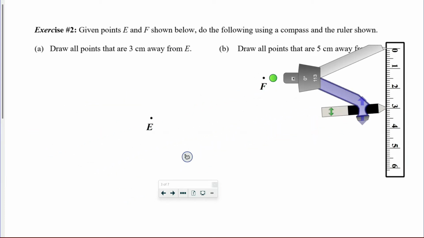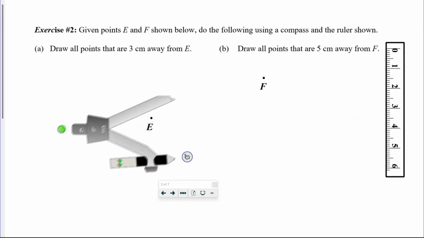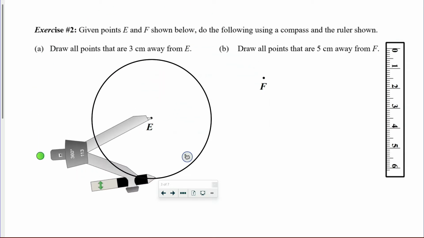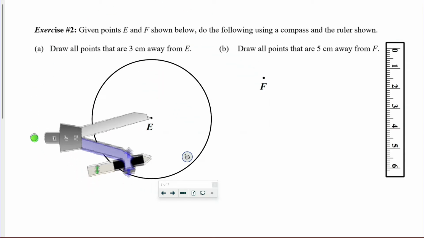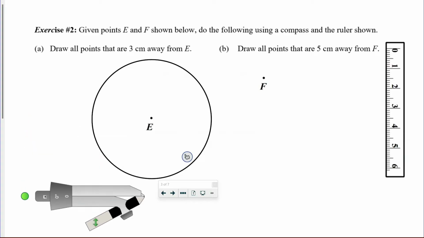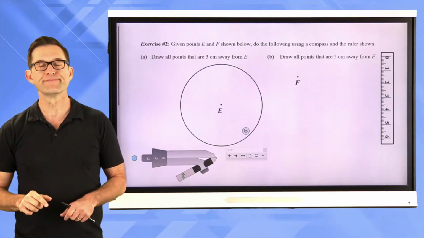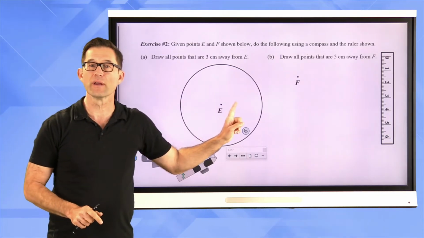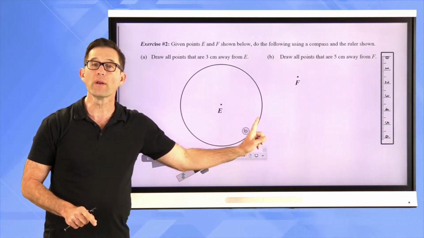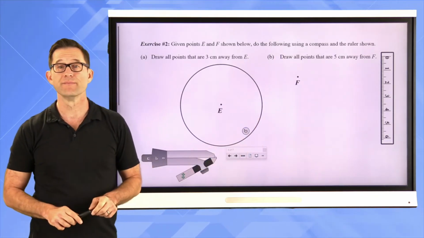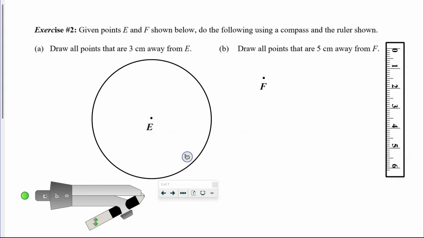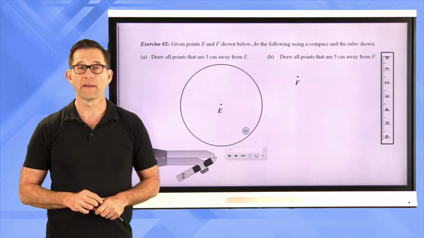Well, let's try that again. All right, we're a little rusty with the compass. We're gonna get there. All right, and there are all the points that are 3 centimeters away from point E. Any given point on this circle, if I took that ruler and measured from point E to the point on the circle, it would be 3 centimeters. Let's take a look at letter B. Draw all points that are 5 centimeters away from F. Well, why don't you go ahead and do that?